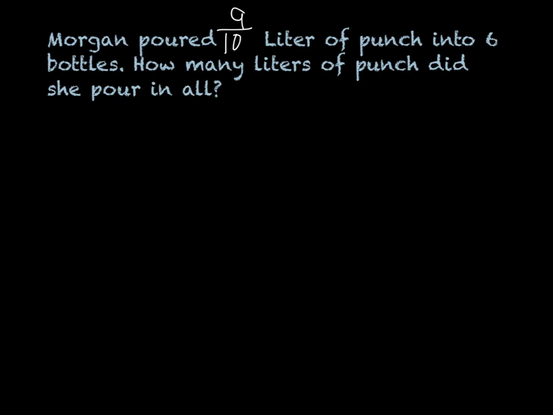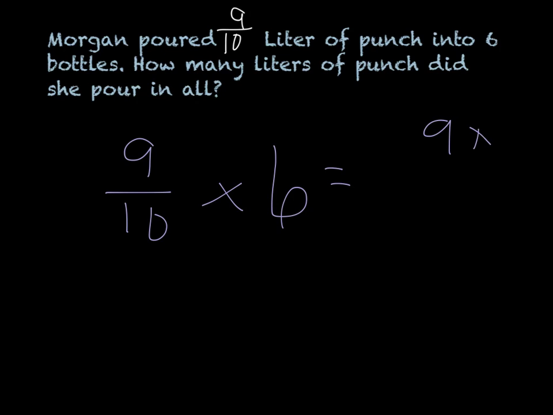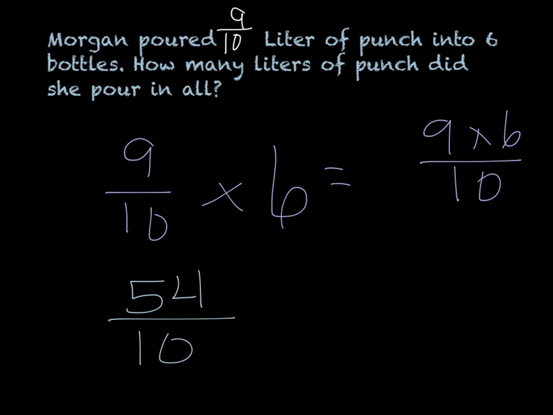Morgan poured 9/10 a liter of punch into 6 bottles. How many liters of punch did she pour in all? So we know that she poured 9/10 a liter, and she poured it into 6 bottles. So we need to take 9/10 times 6. So we have 9 times 6 over 10. 9 times 6 equals 54, and our denominator of 10 stays the same.